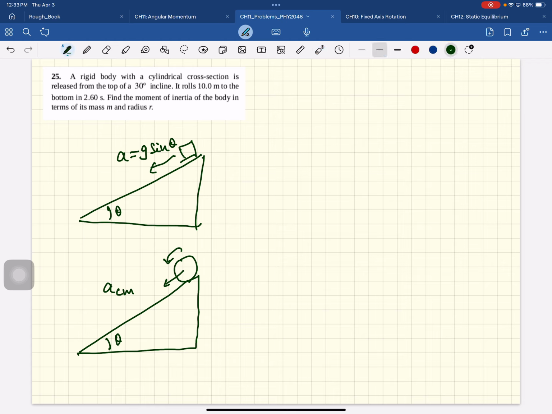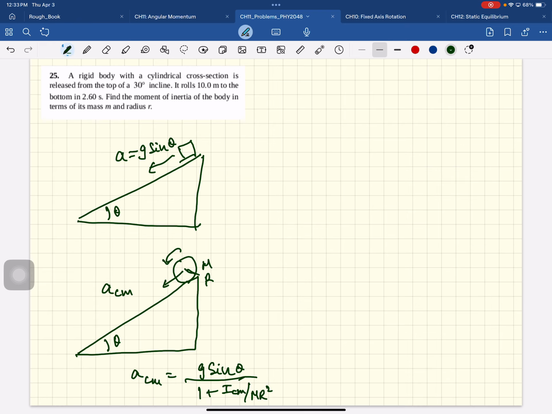The acceleration of the center of mass is given by g sine theta divided by 1 plus I center of mass divided by mr squared. M is the mass of the object and r is the radius of the object. So this number is greater than 1, so the acceleration is less than that of an object sliding down frictionlessly.